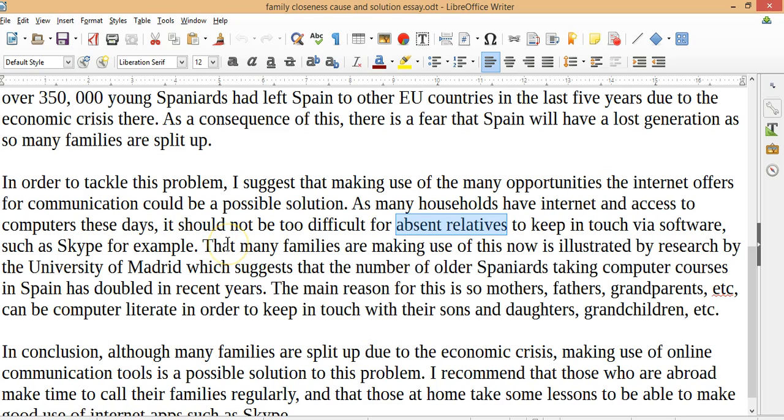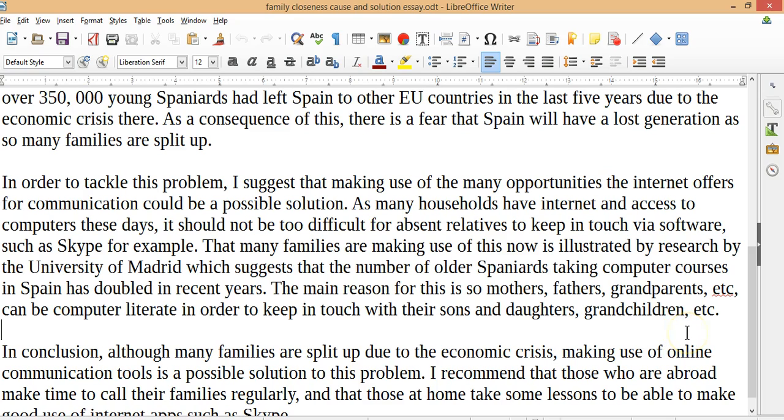That many families are making use of this now is illustrated by research at the University of Madrid. Again, not a real example, but again, nobody is going to check, which suggests that the number of older Spaniards taking computer courses in Spain has doubled. The main reason for this is so mothers, fathers, grandparents, etc. can be computer literate in order to keep in touch with their sons and daughters, grandchildren, etc.